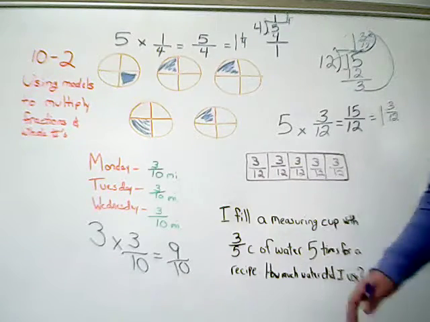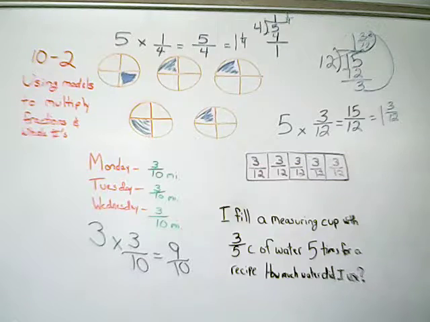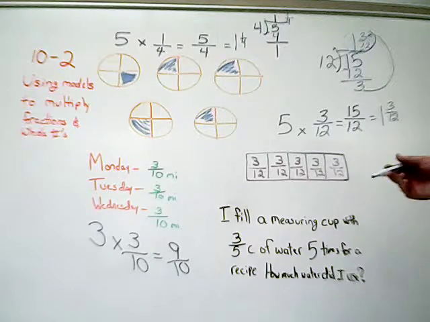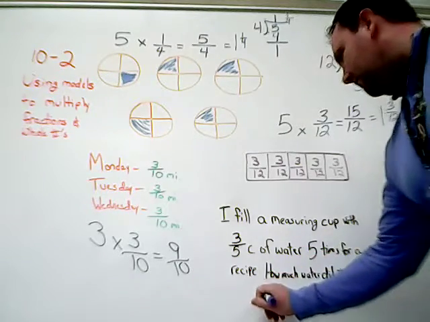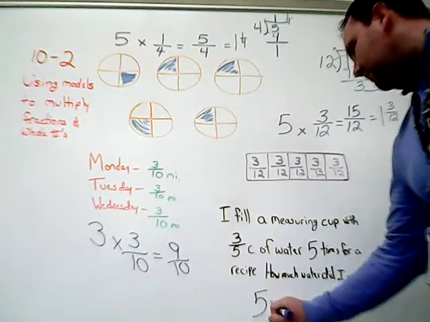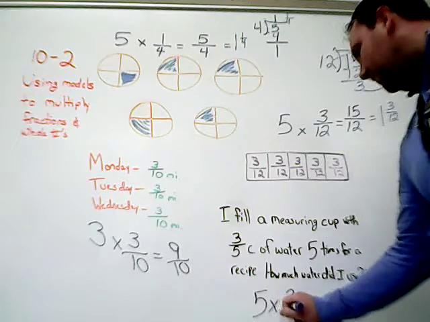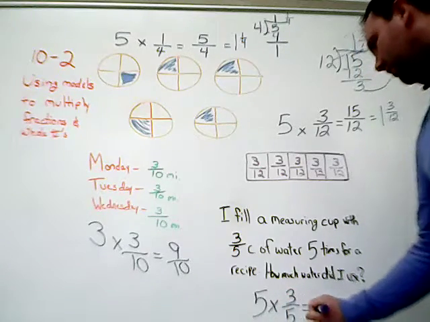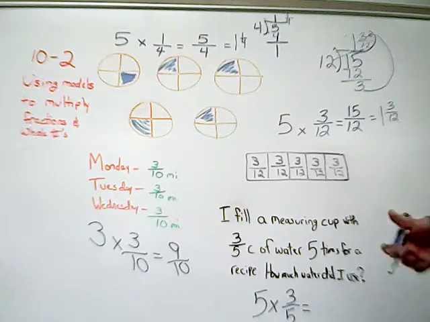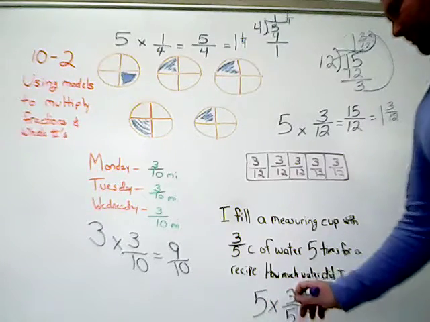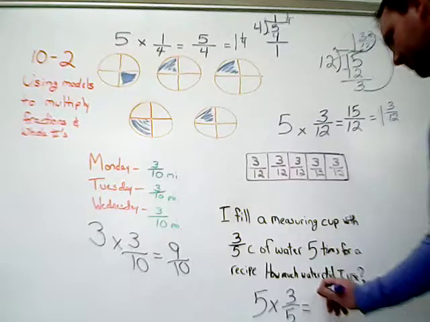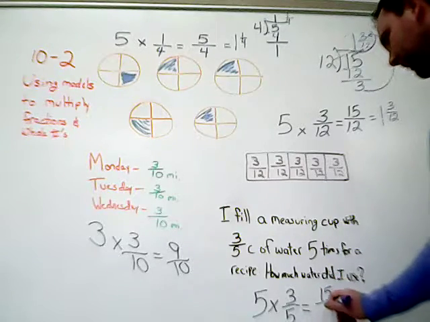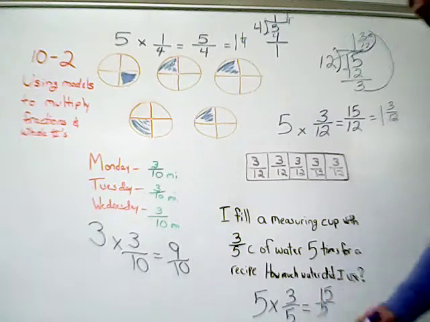Finally, the last one, I chose to do a bit of a word problem. It says I fill a measuring cup with 3/5 of a cup of water 5 times for a recipe. How much water did I use? So I did it 5 times. Each time had 3/5 of a cup of water. And again, same process, my whole number times my numerator. 5 times 3 equals 15. Denominator stays the same as a 5.